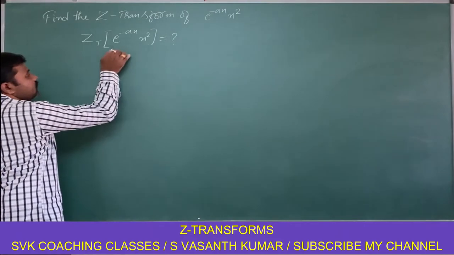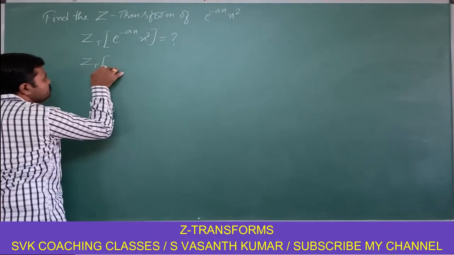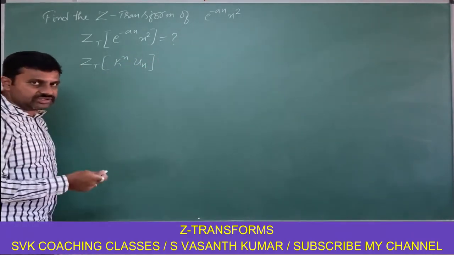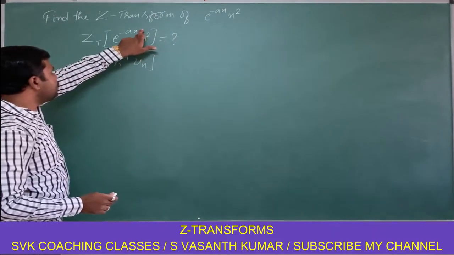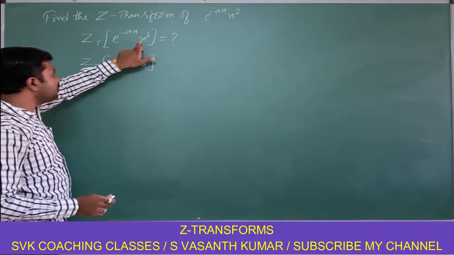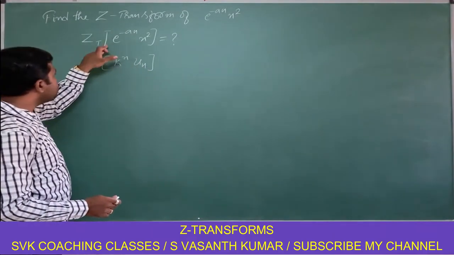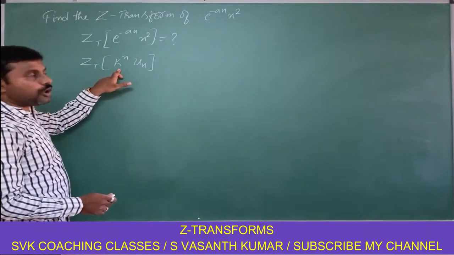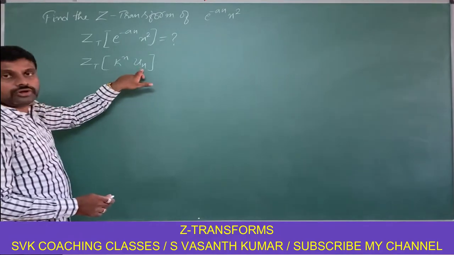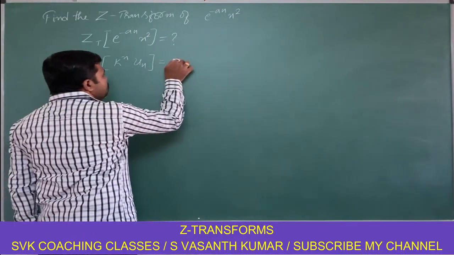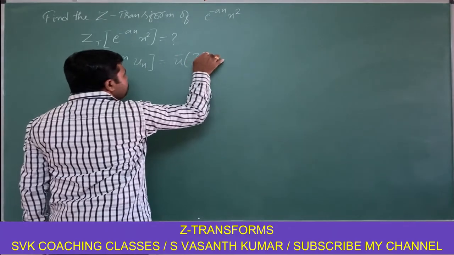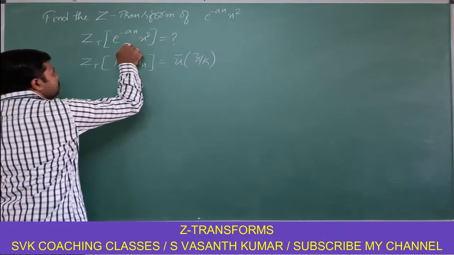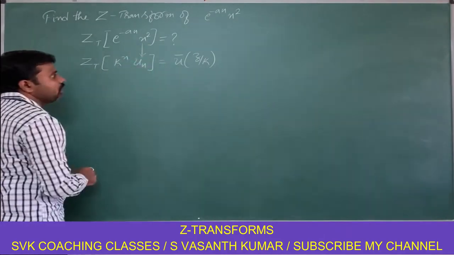The problem is of the form Z transform of k power n into un. How to analyze this problem? Here we have a polynomial term, n square. Consider that as un. And we have an exponential term here, which can be written as k power n. So the problem will be of the form k power n into un. So Z transform of k power n into un is what? U bar of z by k. The final answer will be in terms of U bar of z by k. Now I will go with the comparison of the problem. In place of un I have n square.